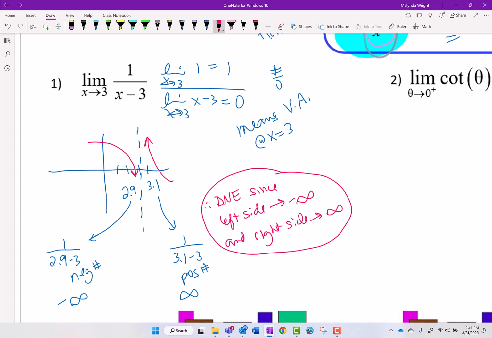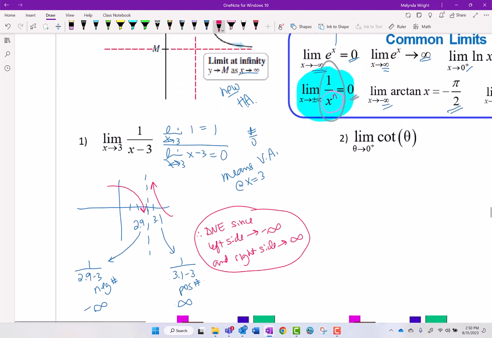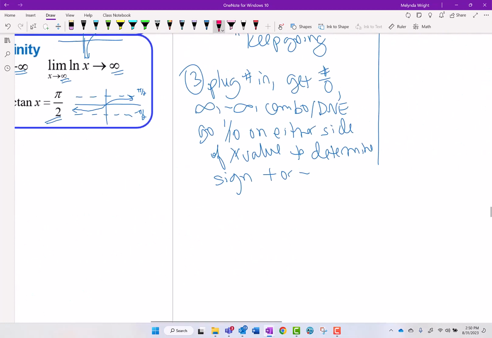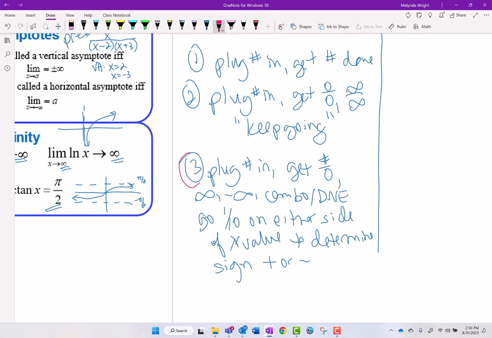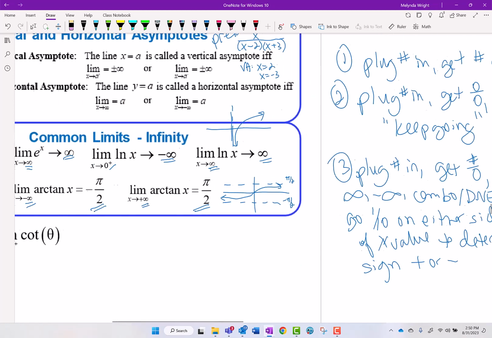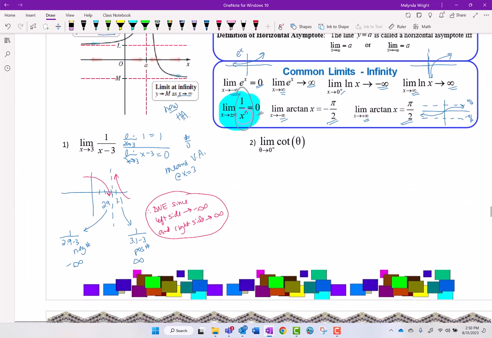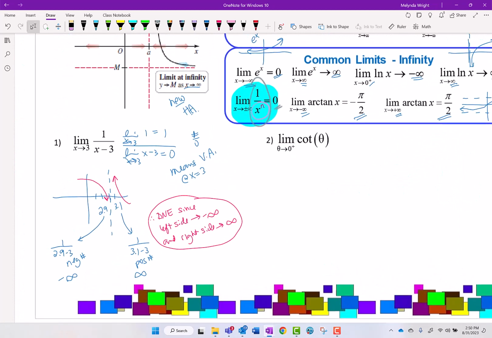This is the regular. This is type 3. If we go over here and look at our list, this is a type 3 limit where we get a number over 0. So our answer is going to be infinity, negative infinity, or a combo. And a combo, which is what we have right here, means DNE. That's regular. Okay? All right, how are we on this one?